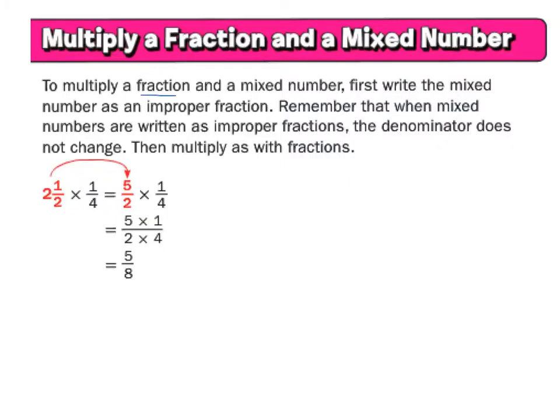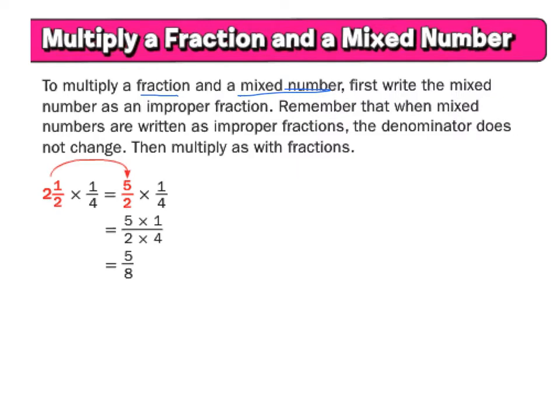So to multiply a fraction and a mixed number, first we're going to change the mixed number to an improper fraction. Remember, that's not proper, meaning that the numerator is larger than the denominator. And remember, when you make your mixed numbers into improper fractions, the denominator does not change, just the numerator. Then we can just multiply.